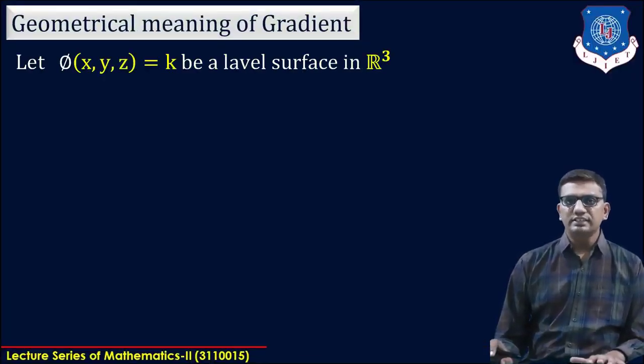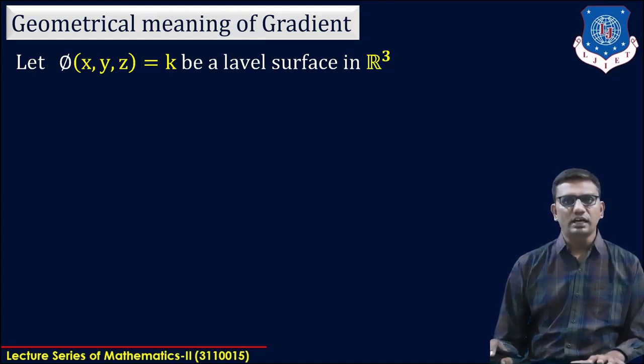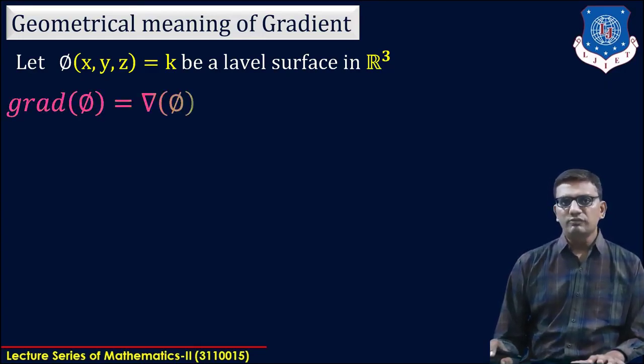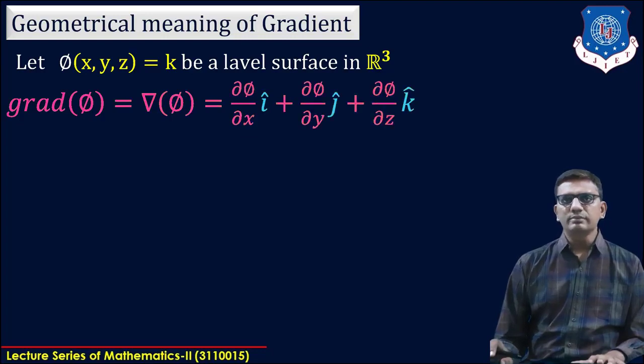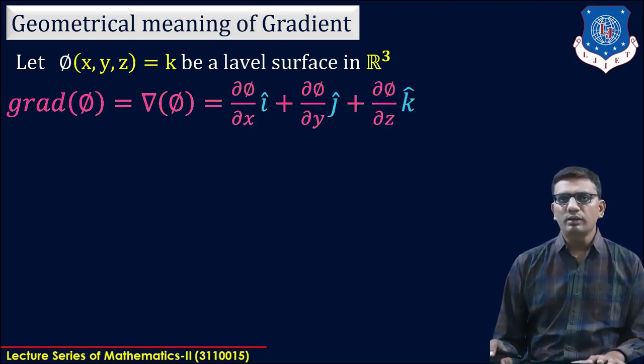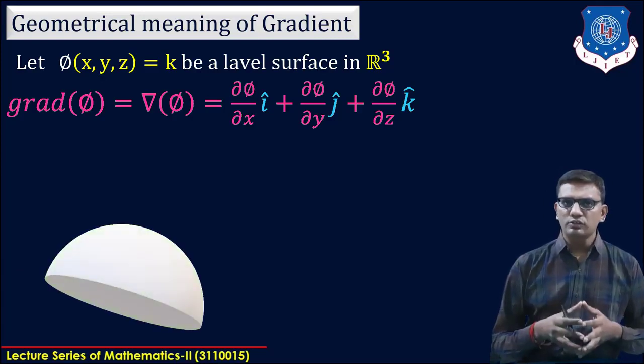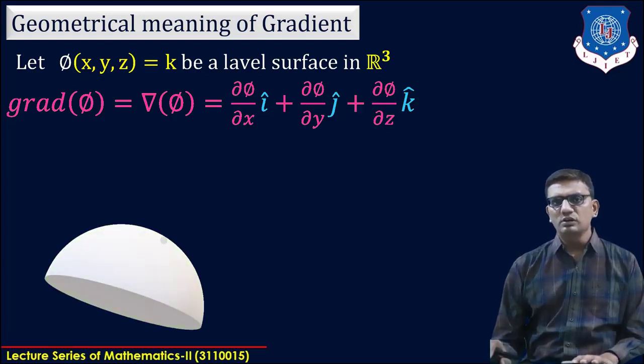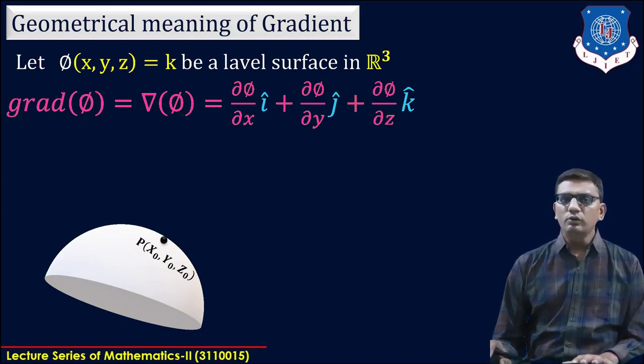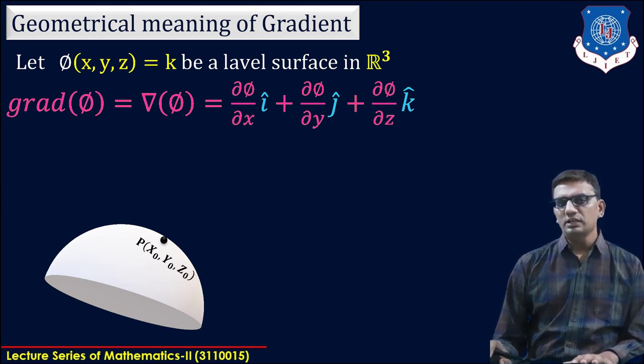Let phi of xyz equal to k be a level surface in R cube, and the gradient of phi at any point is given by del phi equal to del phi by del x i caret plus del phi by del y j caret plus del phi by del z k caret. Here phi of xyz is a surface in R cube and (x0, y0, z0) is a point on the surface. Now if we want to find the normal vector to a surface at a particular point (x0, y0, z0), then we can use the gradient of a function phi at that point.